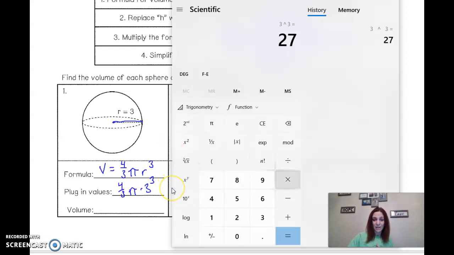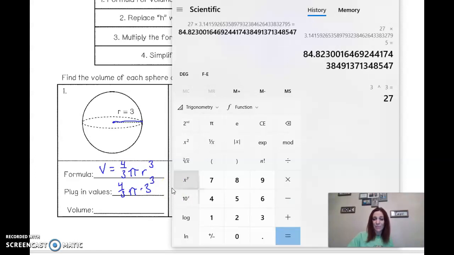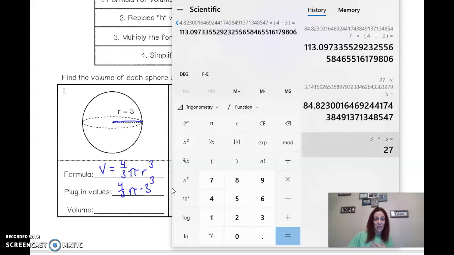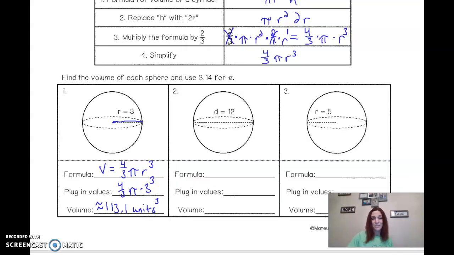Now I'm going to multiply it by pi, and I'm just using the pi key. And now I'm going to multiply it by 4/3. You can multiply by 4 and then divide by 3, or you can use parentheses, 4 divided by 3. And when you do that, we get about 113.1, so this would be approximately 113.1 cubic units, because again, volume is cubic units. Okay? All right, so now let's look at the next one.